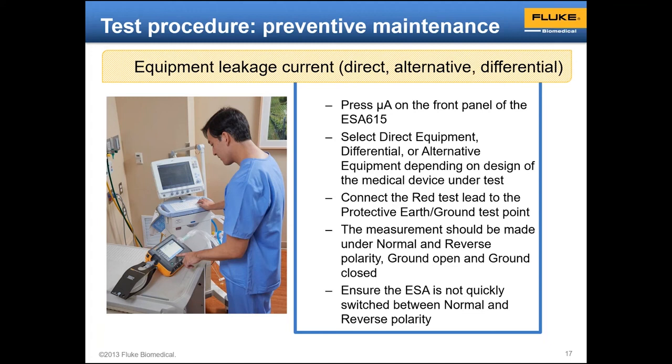All right. We will make this measurement both in power on and power off, normal and reverse polarity in each case, and in each case we will measure with the ground open and the ground closed. So we're going to run through this test several times in order to make sure that we have found the worst case electrical leakage value.